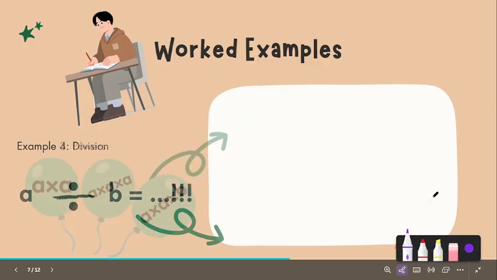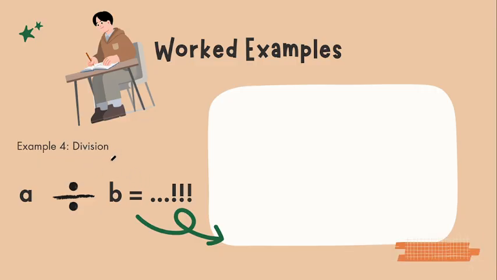Okay, let's move on to the second example. A divided by B. It's about division, right? So we need to convert this A divided by B into an algebraic notation. When it comes to algebraic notation, A divided by B cannot be represented this way. So what you need to do is use a fraction. So it's going to be A over B.